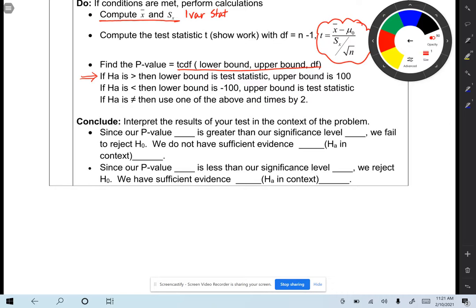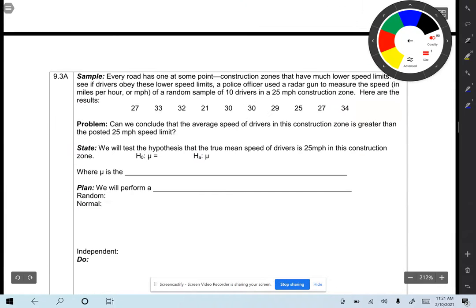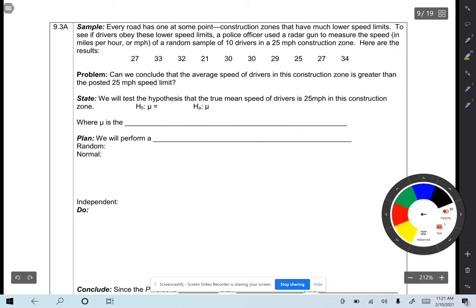And let's fix this. Since our p-value is not less than, since we're always going to compare if it's less than or not less than. If it's not less than our significance level, then we fail to reject the null hypothesis, and we don't have sufficient evidence, and so on. And if the p-value is less than, we reject the null. And then just tell what your conclusion is in there. Give the alternate conclusion. Let's do an example.